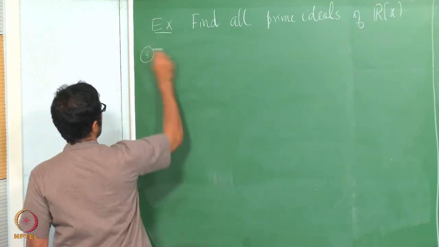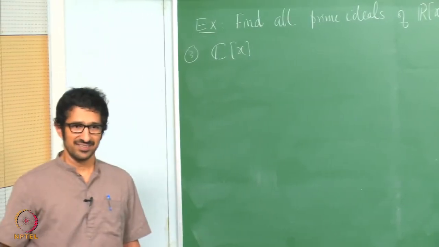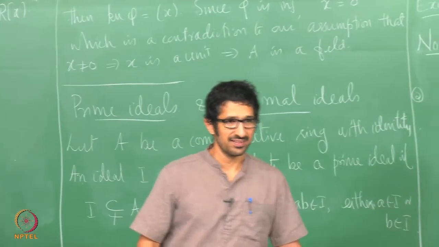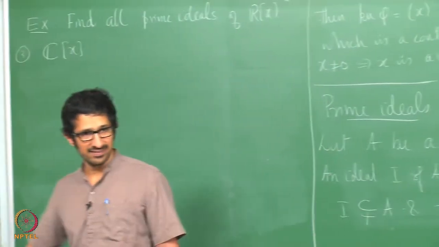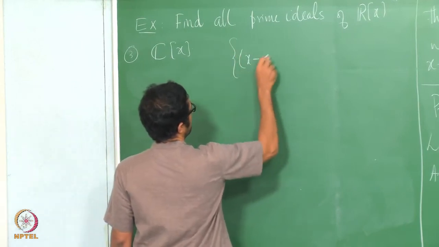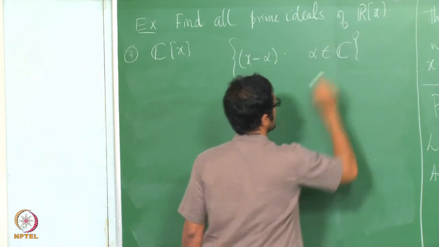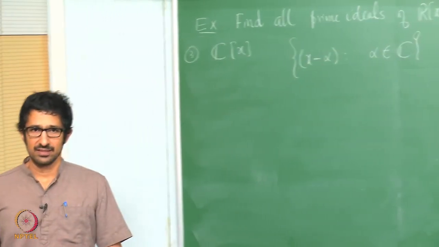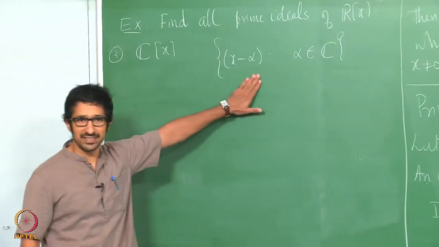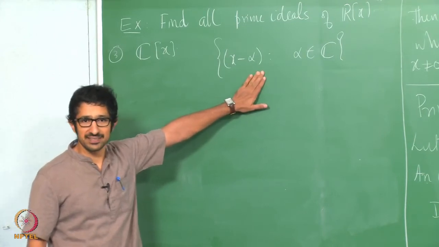What about C[x]? Quickly tell me what are the prime ideals of C[x]? The ideal generated by x minus alpha. So the prime ideals are generated by x minus alpha, where alpha belongs to C. I leave it to you to justify this. What is the reason behind these being the only prime ideals?